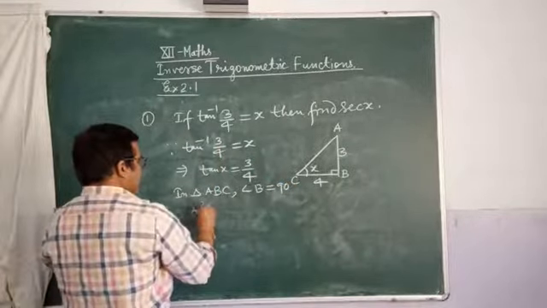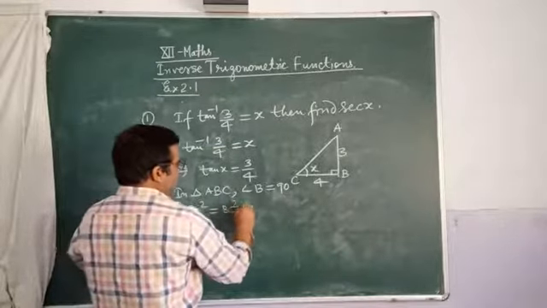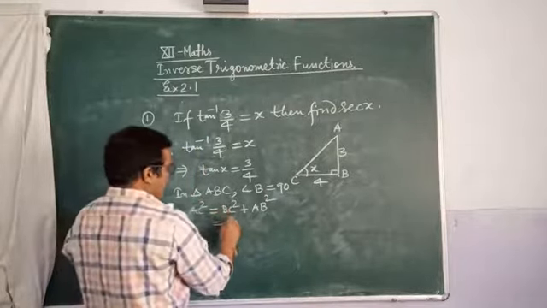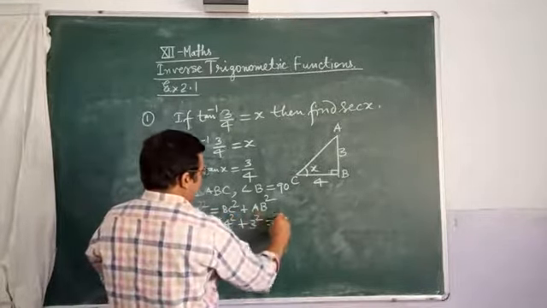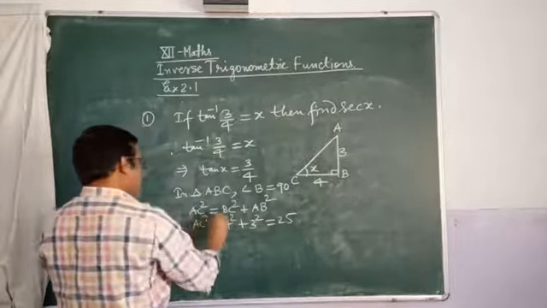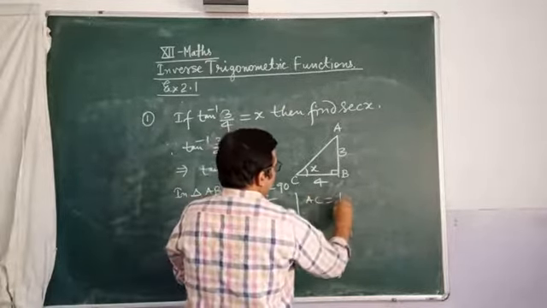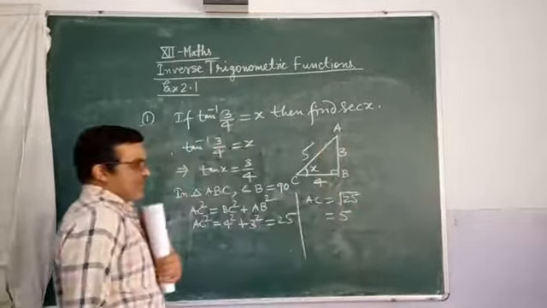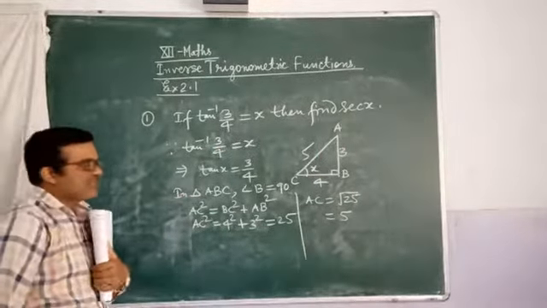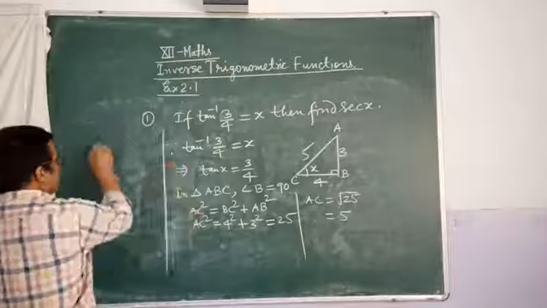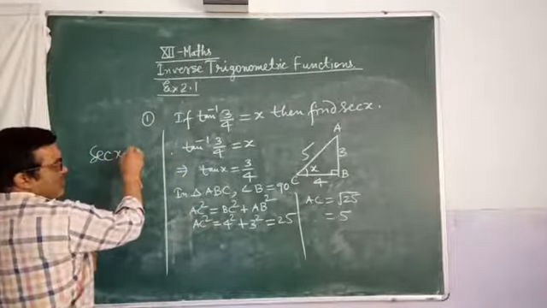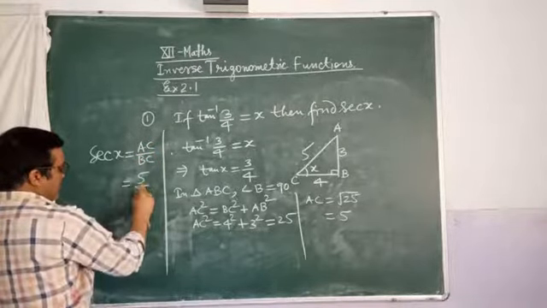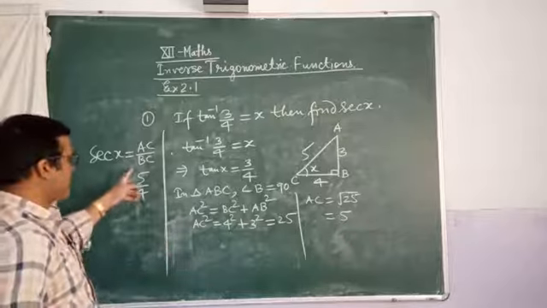Therefore, AC square is equal to BC square plus AB square. Now we find here 4 square plus 3 square, that is 25. AC becomes under root 25, that is 5. The ratio of side AC is 5 units. Therefore, since we know that sec x is equal to hypotenuse upon base, AC upon BC, that is 5 upon 4. The value of sec x becomes 5 upon 4.